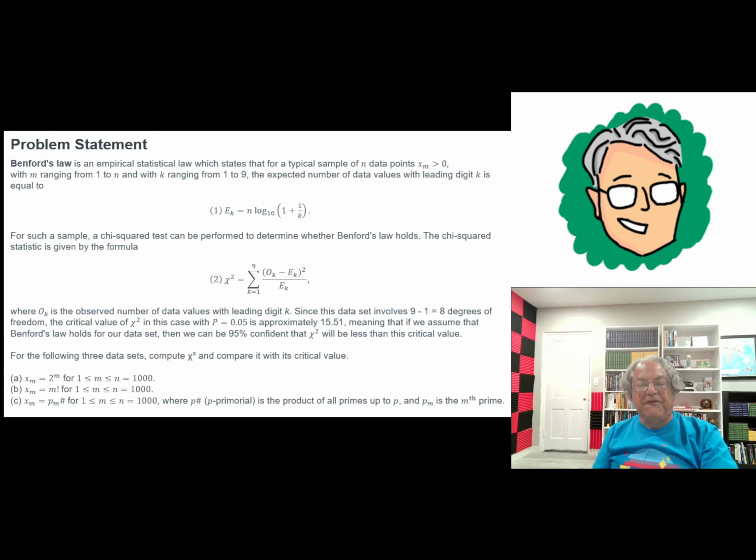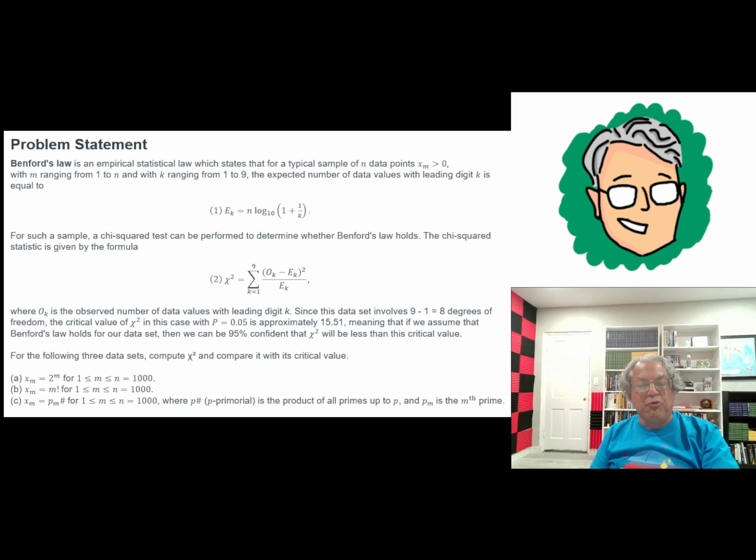And what that means, like I said, is that if the null hypothesis is true, namely if our data does obey Benford's law, then there's a 95% probability that the value of chi-squared we calculate will be less than this critical value of 15.51. So that's how we test whether our data obeys Benford's law or not. We just compute the value of chi-squared for these data sets. And you can use as many points from your data set as you want. I'm just using 1,000 here.